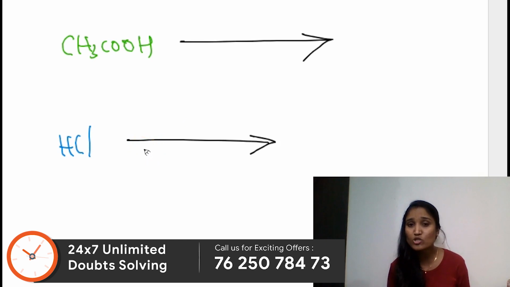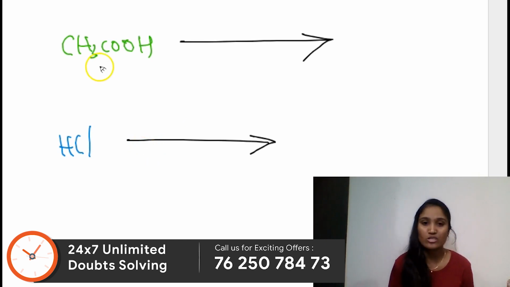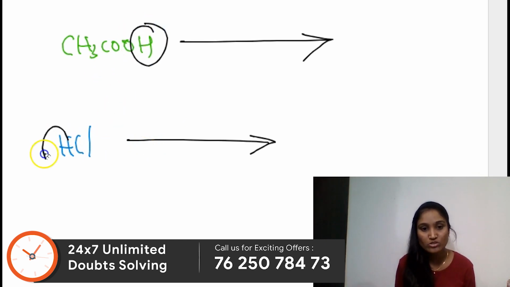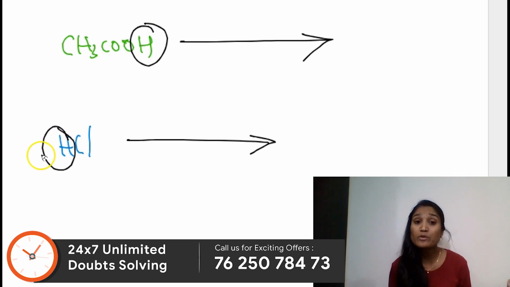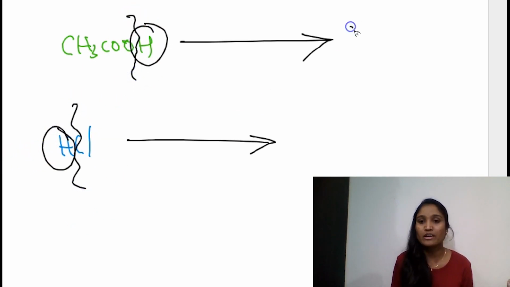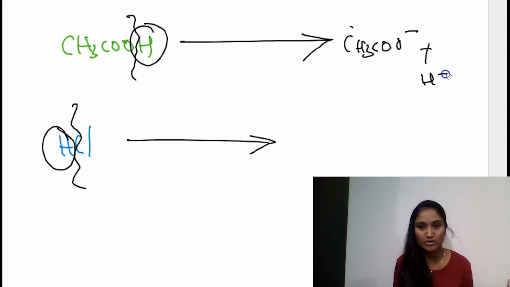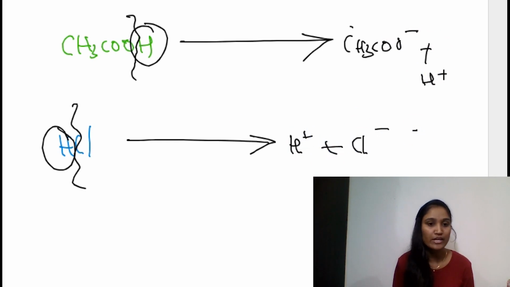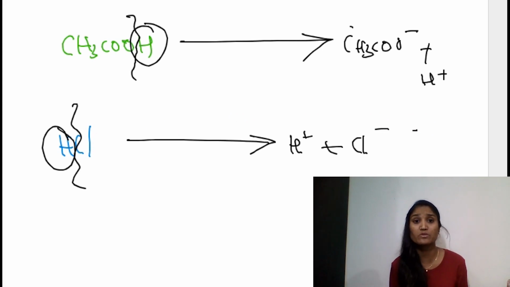Acid is something which has H plus ions inside it, right? So now both of them will release H plus ions. But to be able to release H plus ions, they should break their bond. Correct? Now, the product will be CH3COO minus and H plus. In the other case, it is H plus and Cl minus. Correct? Now you observe something clearly.